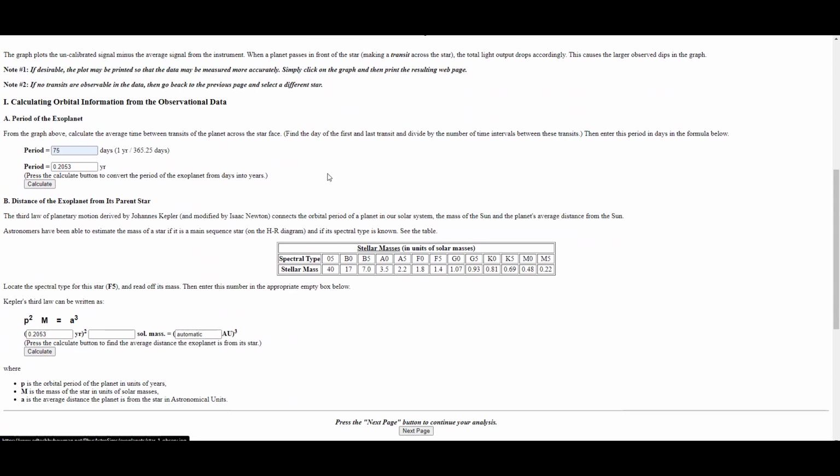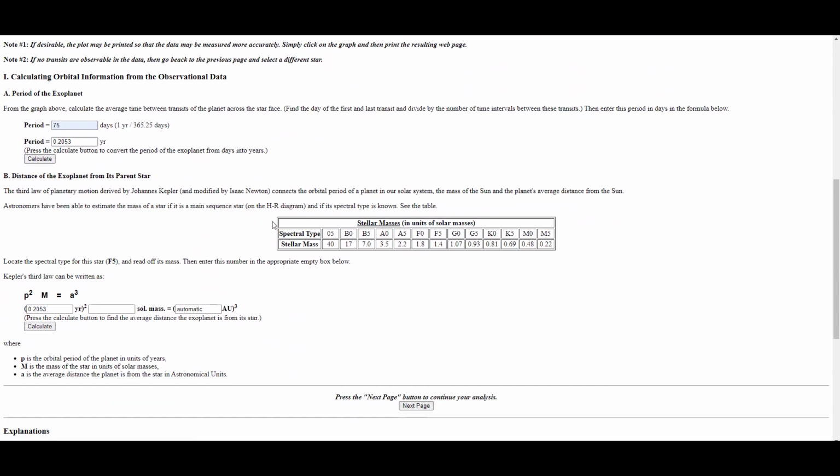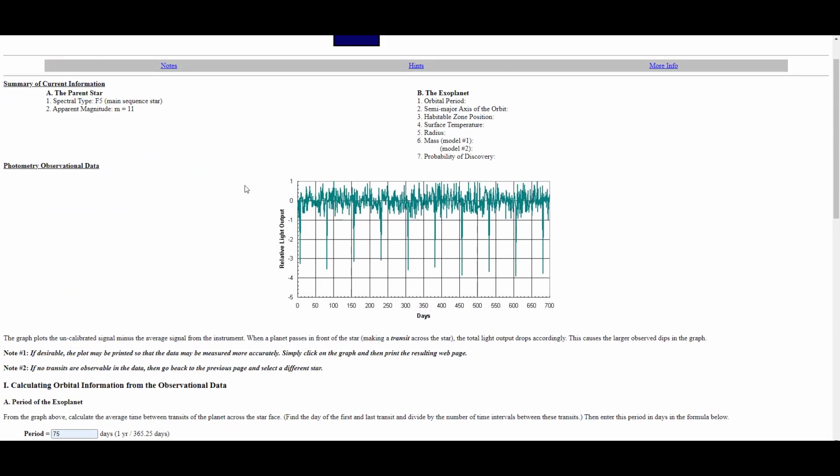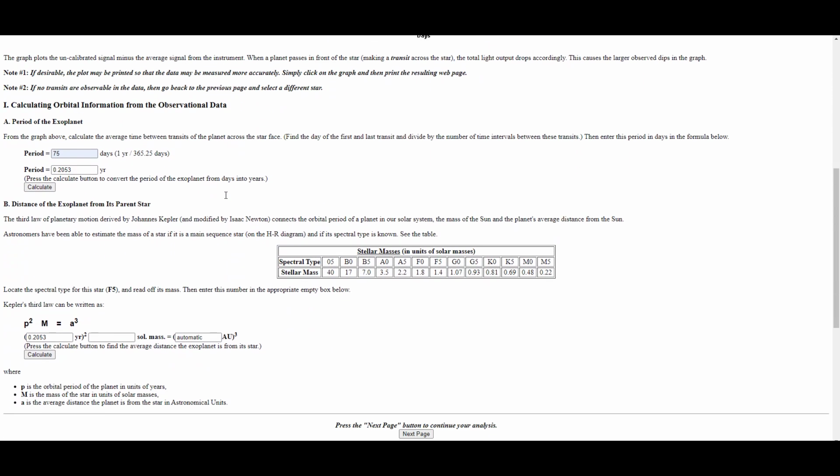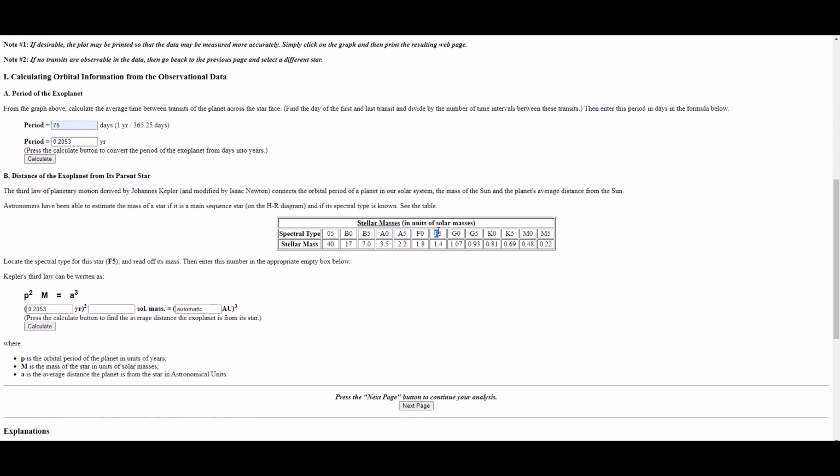That'll be fine. Our next goal is to figure out the distance. So we need to figure out the mass of the star that it's orbiting. So this is an F5 star main sequence. We'll do stars in a few weeks, but for now it's an F5. Cool. So this chart tells you F5 stars are 1.4 times the size of our sun. Everything's based on our sun.